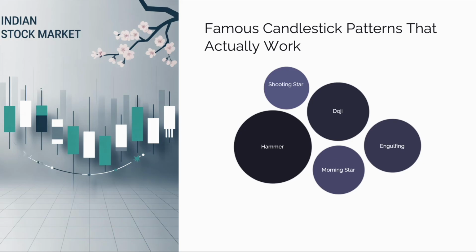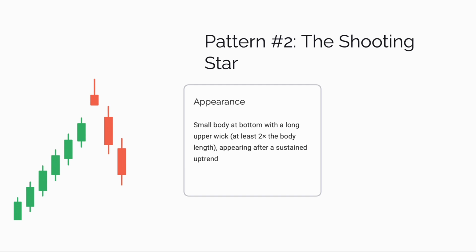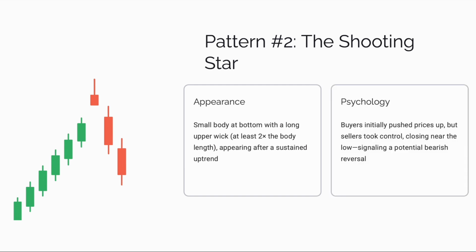So the next pattern in our repository is the shooting star. So the shooting star is the mirror image of the hammer. It has a small body at the bottom and a long upper wick. It usually appears after an uptrend, showing that buyers pushed the price up but sellers quickly rejected it. So this signals a potential bearish reversal.